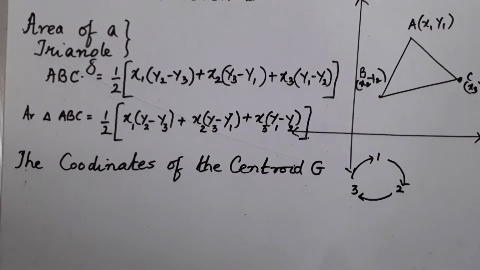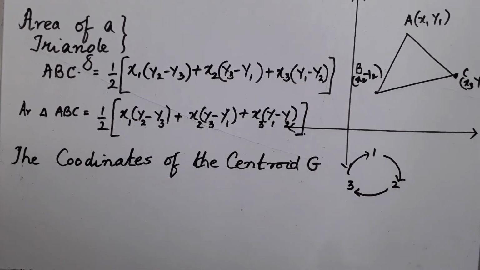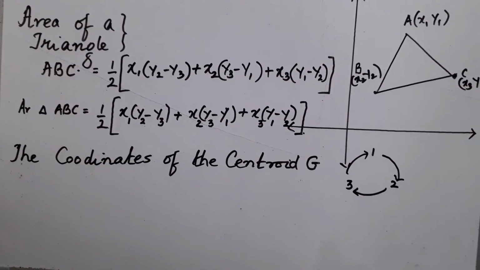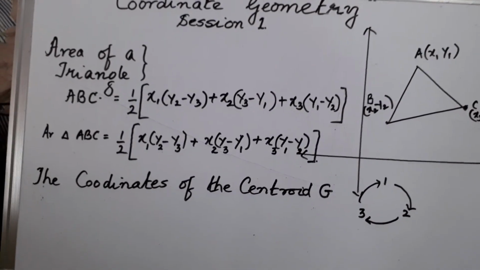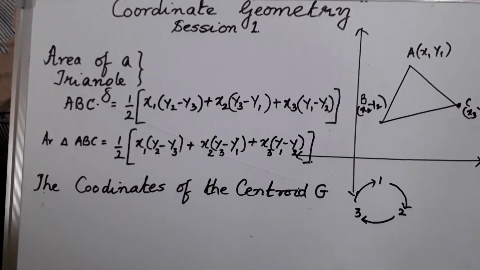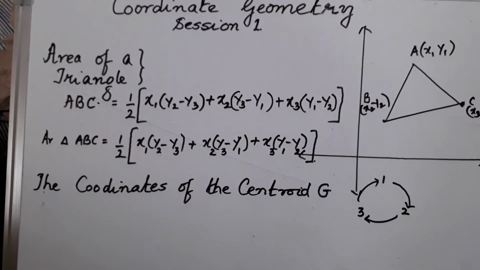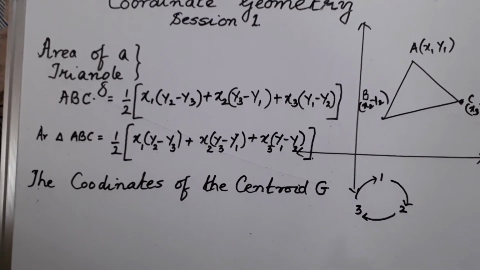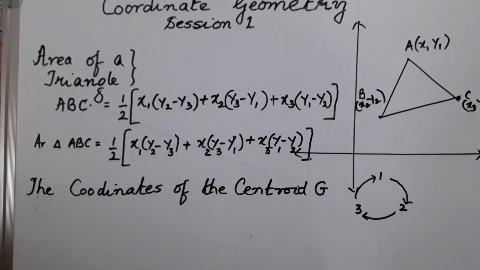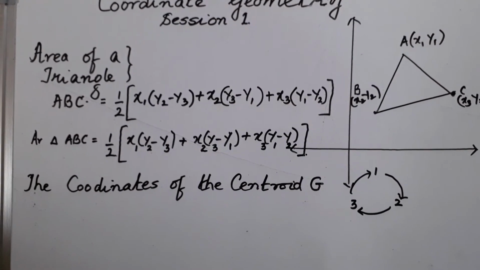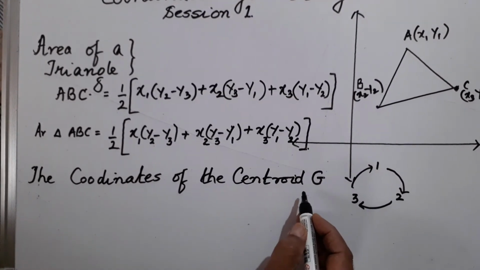So in a triangle, we'll have 3 medians. All these 3 medians are concurrent lines. By the word concurrent lines, I mean that these 3 medians will pass through the same point, and that point is called as the centroid.